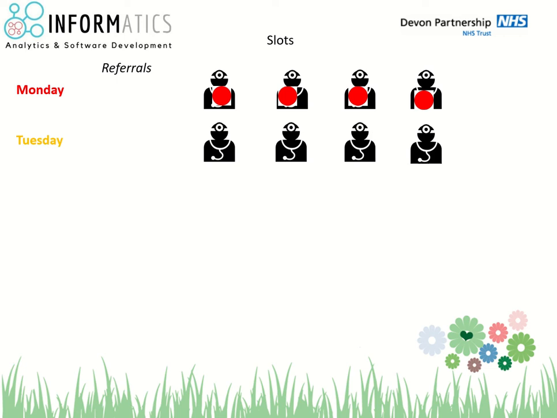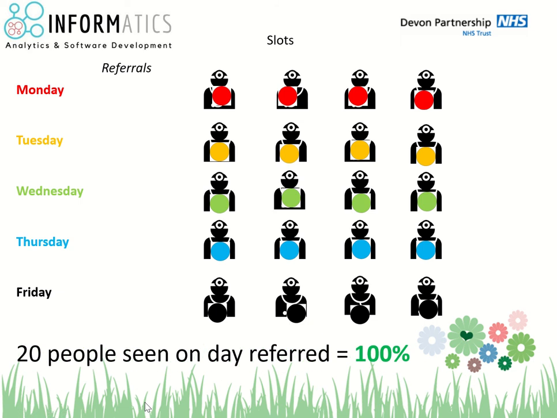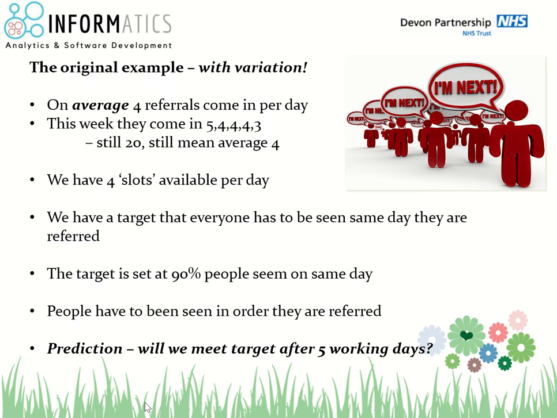No problem. Tuesday, we have our slots go straight in again. Wednesday, Thursday, Friday, we have all our slots, and everything just goes through perfectly. We have exactly 4 referrals coming in, and we have exactly 4 slots. As we can see, every color is for a different day, and everybody was seen on their correct day, so we're all good. So 20 people were seen on the day they referred, 100% performance. Hooray.